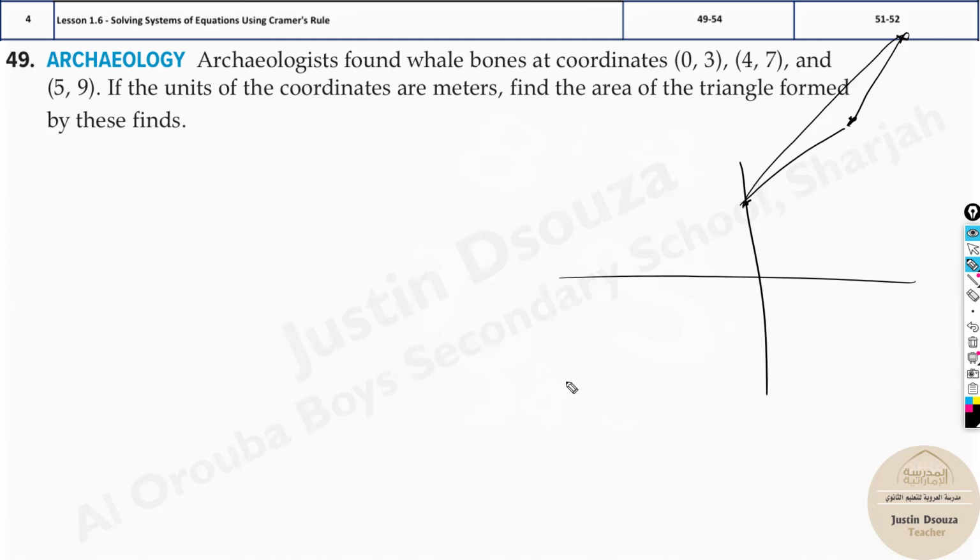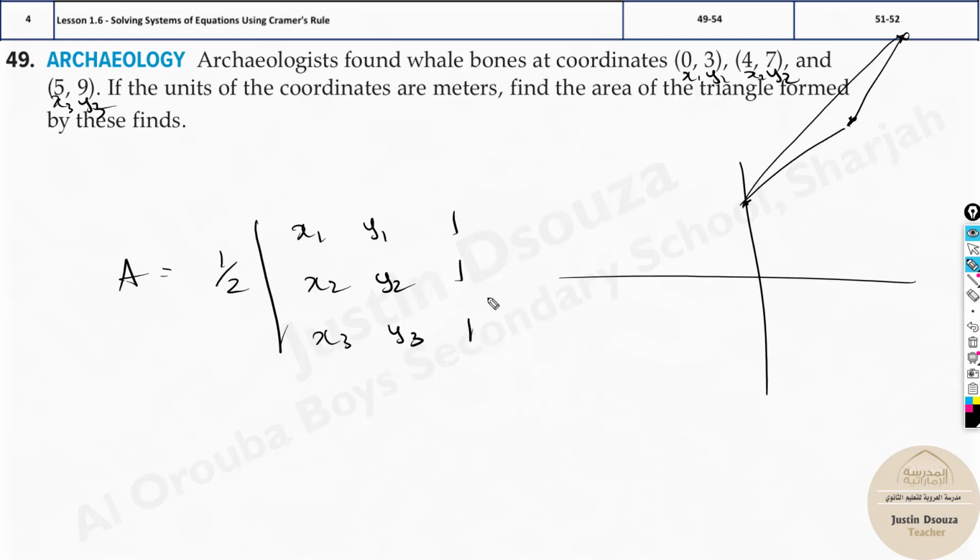The formula is very, very simple. All you need to do is, area can be given as half of the determinant of the first coordinate. I'm going to write x1, y1, x2, y2, x3, y3. All you write over here is x1, y1, 1. x2, y2, 1 again over here, and lastly x3, y3, 1. This is the formula for area of coordinates using matrices.